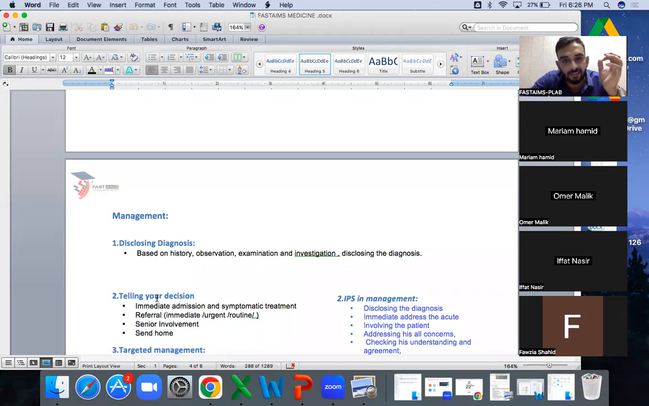The second thing that is quite important is telling your decision. Telling your decision after disclosing the diagnosis is quite important. The patient is going to ask what you are going to do, but whether they ask or not, you are going to tell your decision. What can be the decision? Immediate admission, symptomatic treatment, referral. It can be a routine referral or an urgent referral. You should know the difference.